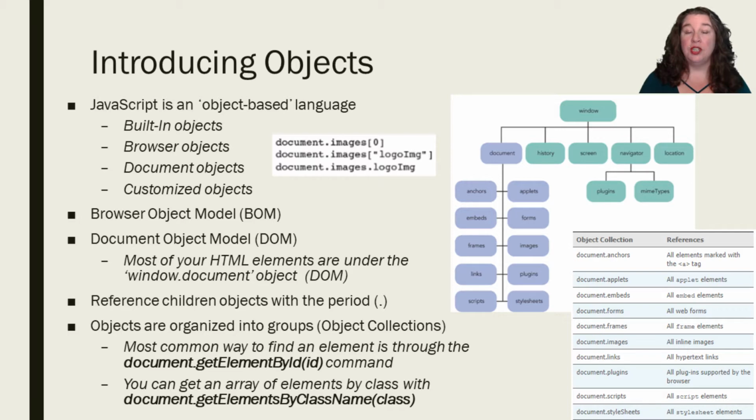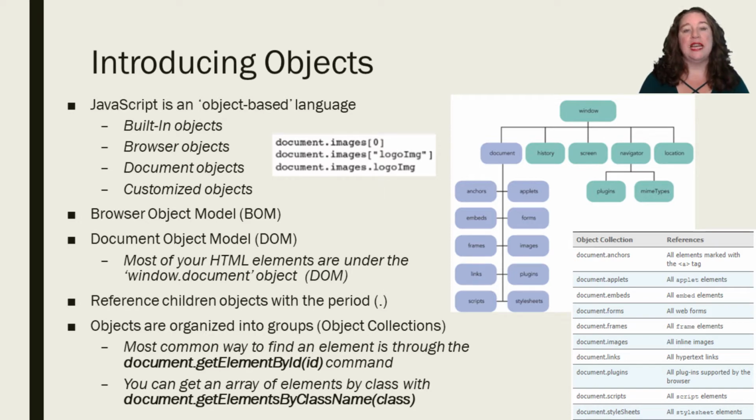There are built-in objects, browser objects, document objects, and customized objects. Each of these we're going to be working with a little bit differently. There are two different parts that are important. First is the browser object model, which is the BOM, and the document object model, which is the DOM. And the DOM is where most of your HTML objects are going to be. Inside of our window, inside of our document is where all of your HTML is going to be hiding.